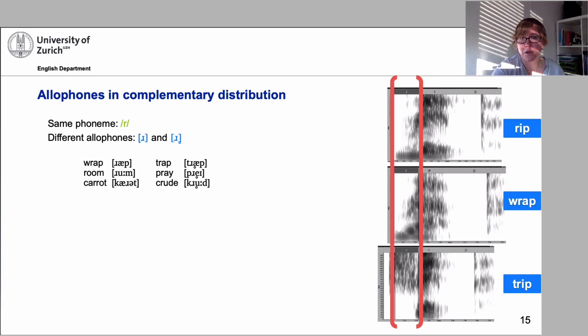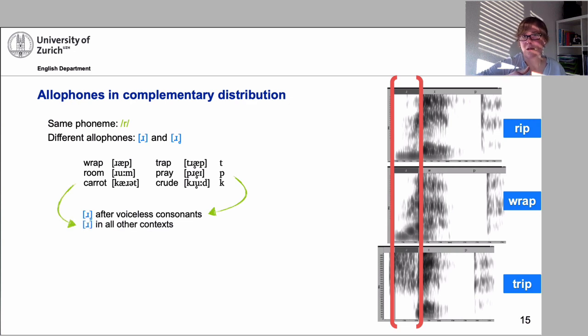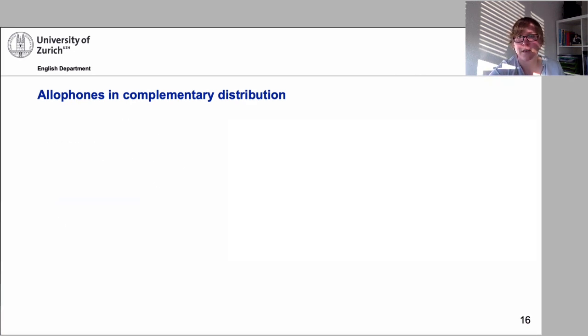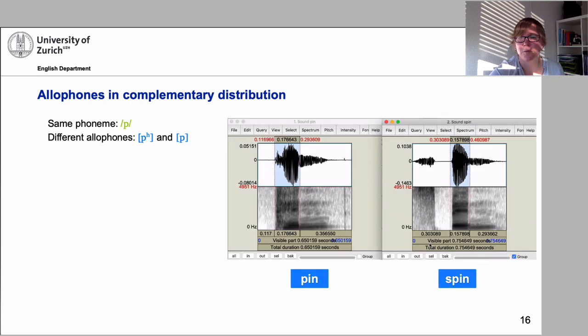So if you did it with other words, you would probably come to the realization, make the observation that whenever t, p, and k precede the r, you have a devoiced r, whereas in all other contexts, you have the normal voiced r. Okay, and the second example is the aspiration on the p, right? So with the same phoneme p, which comes with two allophones, the aspirated one and the non-aspirated one, as in the Peter Parker Spider-Man example. And I recorded myself saying pin and spin.